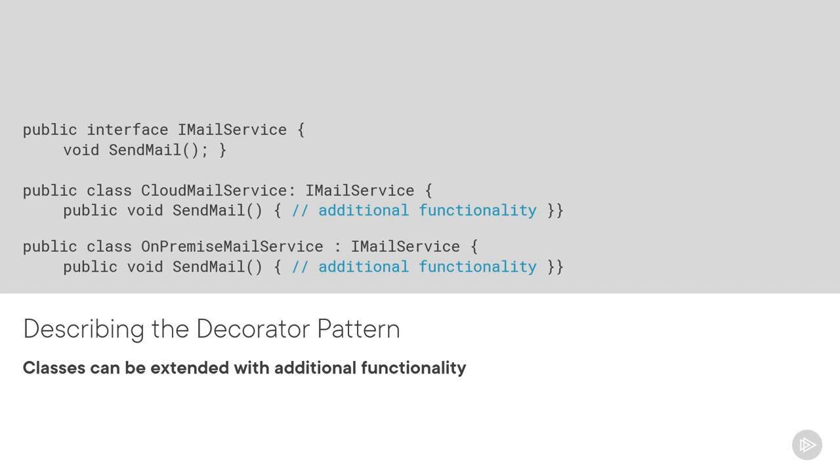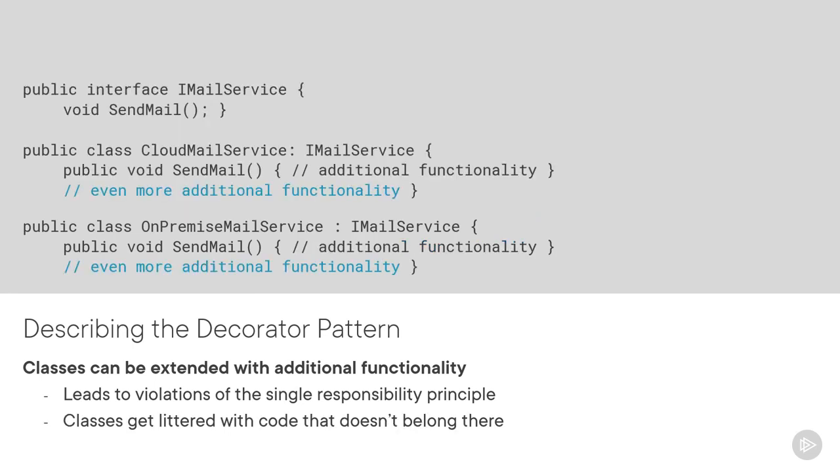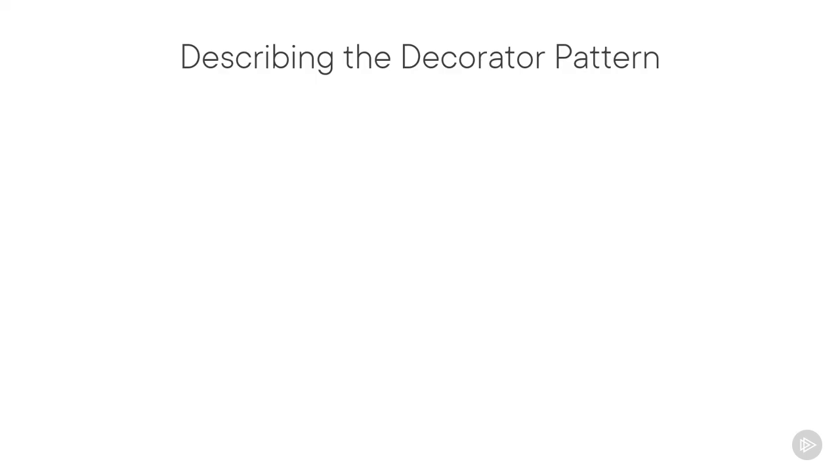I could add that functionality to the different mail service implementations, but that violates the single responsibility principle for that class. Moreover, imagine that I want to add even more responsibilities, like logging when a mail is being sent or storing all the sent mail messages in a database somewhere. Our classes would get littered with code that doesn't belong there. And that's where the decorator pattern comes in.